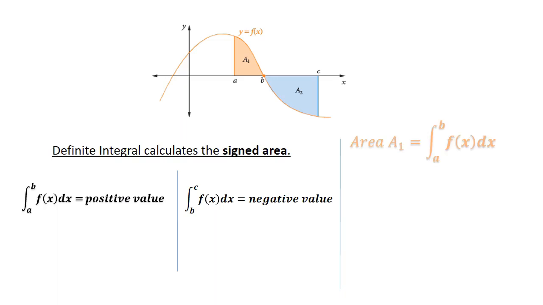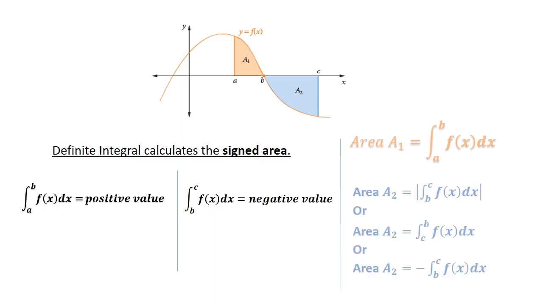If we want to calculate the actual area, for example area A1, we can just integrate the function f(x) from a to b with respect to x. If we want to calculate A2, we find the absolute value of the definite integral, or we can calculate from right to left, from C to B, the definite integral. Or we can change the sign for area below the x-axis.